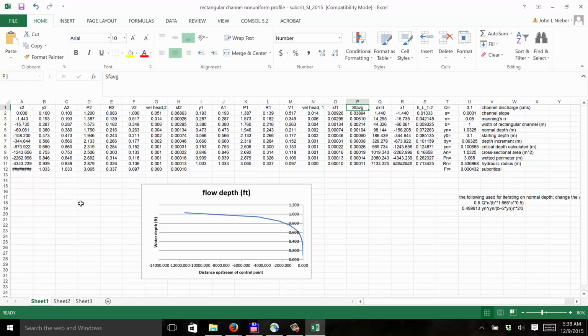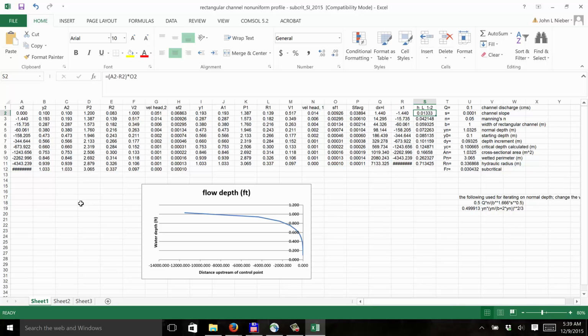The calculator determines the average friction slope using the value at point 1 and at point 2. It then calculates the distance between point 1 and point 2 using the equation presented in class, using those variables that have been calculated, such as the velocity head between the two points, the depth between the two points, the average friction slope, and the channel slope. Position X2 is negative because we are starting at zero and moving upstream to the left on the graph that you see below.